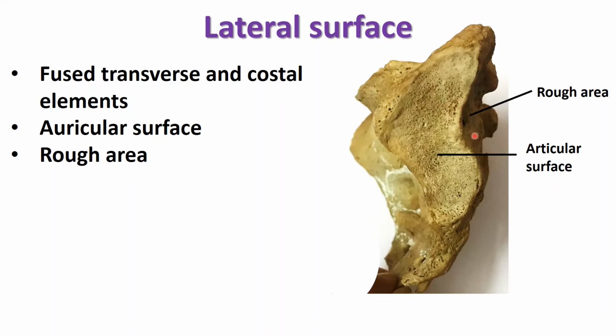The area posterior to this auricular surface is deeply pitted by the attachment of the interosseous sacroiliac ligament. So here is the auricular surface, the sacroiliac joint, and this rough area posteriorly gives attachment to the interosseous sacroiliac ligament. This narrow lower part gives attachment to the sacrospinous and sacrotuberous ligaments, anterior to posterior.